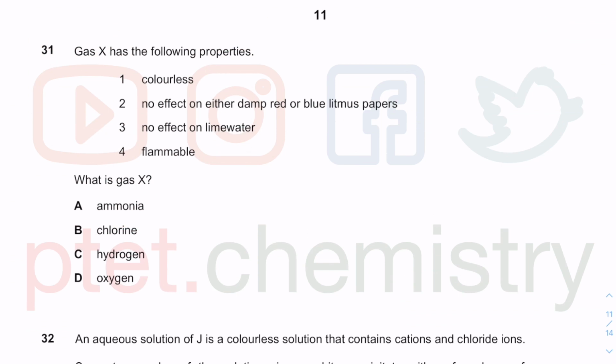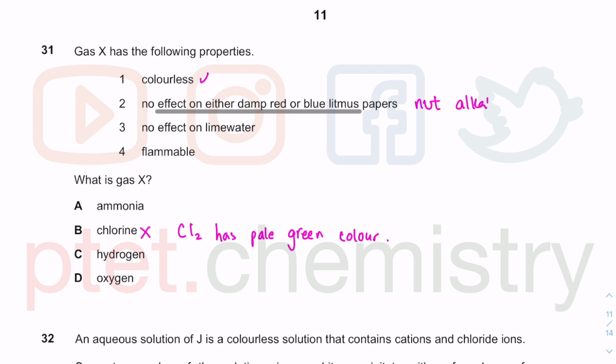Question 31. So gas X has the following properties. So this is colorless, cannot be chlorine. Chlorine is colored. Chlorine has a very, very pale green color. And there's the first thing we can spot, based on property number 1. No effect on red or blue litmus paper. So that means not alkaline, not basic, not acidic. So when we look at this, ammonia is alkaline, or you can think of it as a basic gas, so therefore we can cross out ammonia.